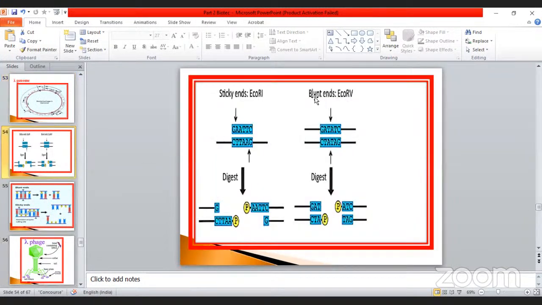Then what is the difference between sticky end and blunt end? A sticky end is produced by the restriction enzyme EcoRI, and at that time you will get a structure that looks like this, with a palindromic sequence, as we already discussed. At the same time, how is a blunt end obtained? With EcoRV you will get a blunt end like this. This is the sticky end, because here the free nitrogen bases are present. Here there is no nitrogen base freely obtained. Such a separation is called a blunt end.